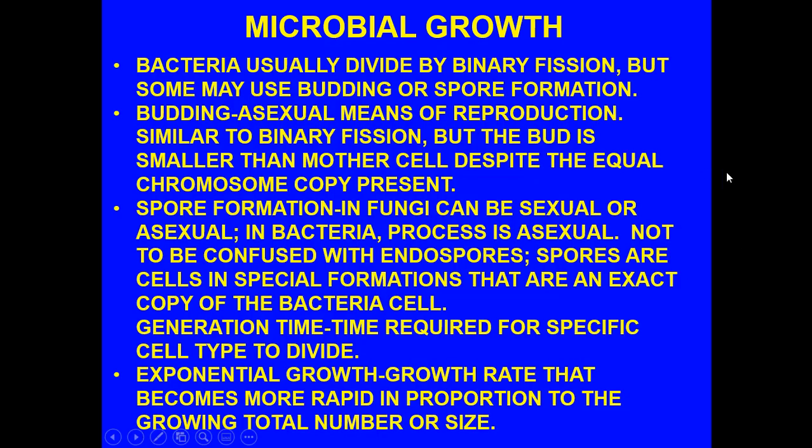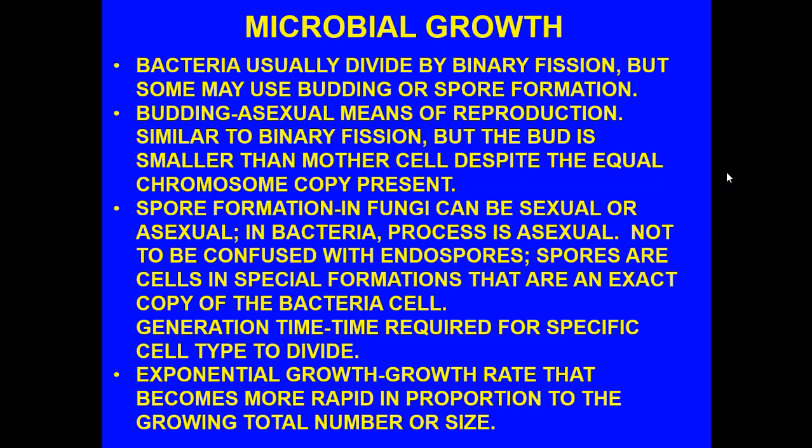Now, bacteria usually divide by binary fission, but some may use budding or spore formation. Budding is an asexual means of reproduction, similar to binary fission, but the bud is smaller than the mother cell despite the equal chromosome copy present. Spore formation, for example, in fungi, can be sexual or asexual, but in bacteria, the process is asexual. Not to be confused with formation of endospores. Spores are cells with special formations that are an exact copy of the bacterial cell.